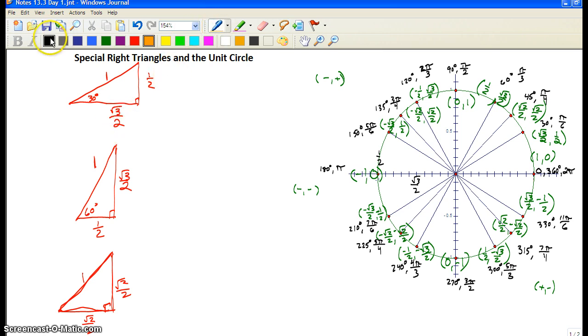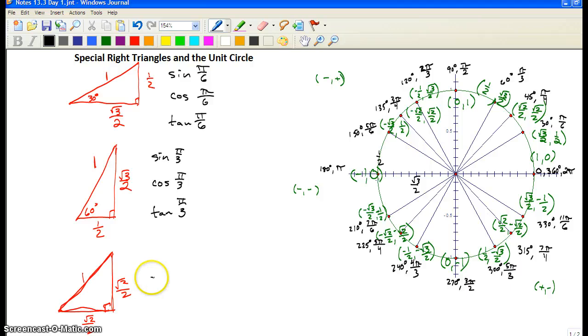So, find sine pi over 6, cosine pi over 6, tangent pi over 6. And I actually want you to find that for all three of these triangles. Sine of pi over 3, cosine pi over 3, tangent pi over 3. I don't want you to give me a decimal. You shouldn't be having to use decimals, and you certainly shouldn't be needing to use your calculator at all. Okay? And same with this guy.